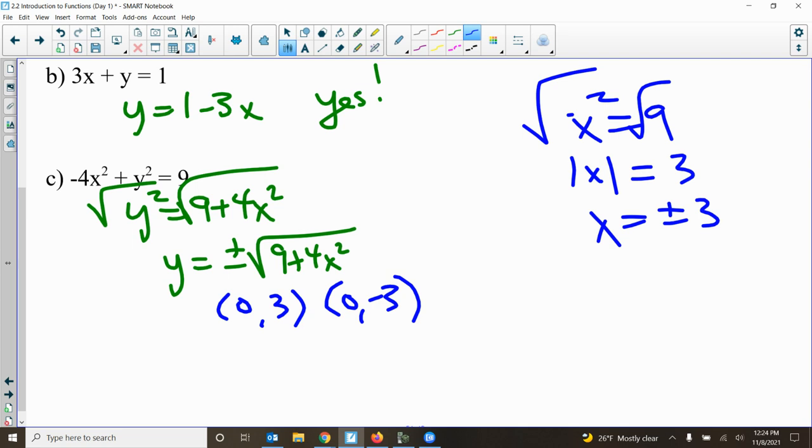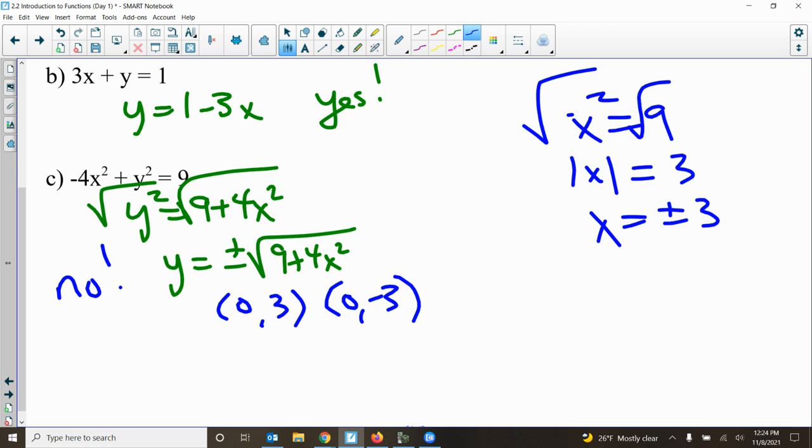Once you see this plus or minus show up, bad news. Probably not a function. Almost definitely not a function for our intents and purposes. Whereas for question B, we didn't have the plus or minus stuff. We just said 3 times x, and then 1 minus that. Each x is only going to give you 1 y, not for C. For instance, 0 goes to 3, but 0 also goes to negative 3. Making sense? Got to be careful on that.